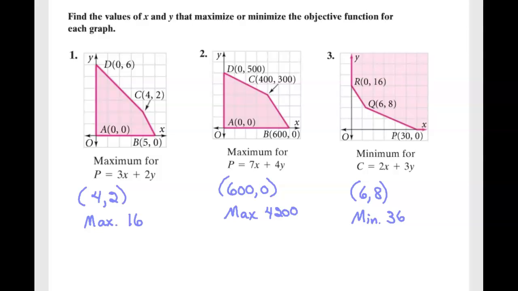Focused on examples 1 and 3. What you were supposed to do was look at those vertices and use the objective function to try to find the min or the max based on those vertices. So plugging them in, number 1, we can see that the max occurs at the point 4, 2. And in number 3, the min occurs at the point 6, 8. And again, we can find the min and maxes by plugging in the corners of the vertices and finding the largest value.